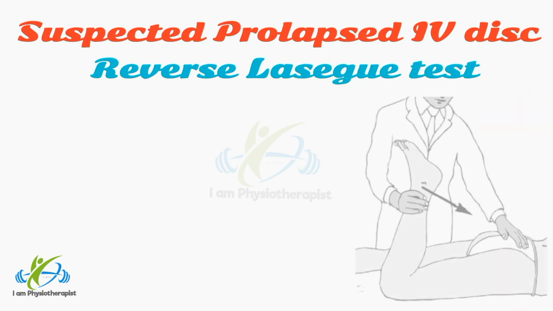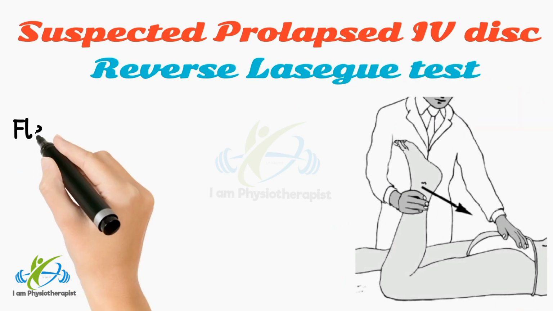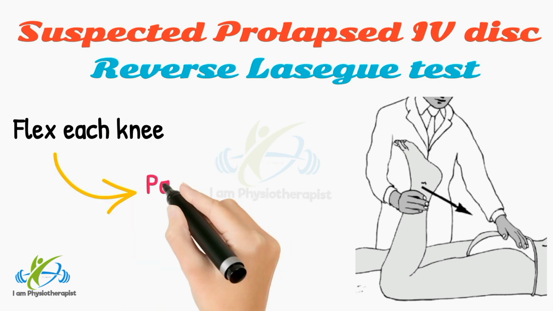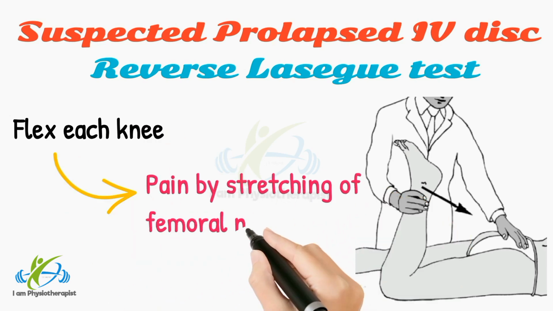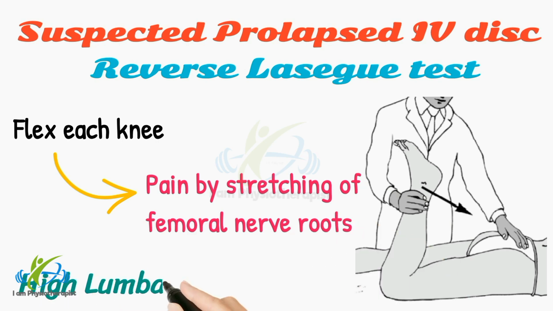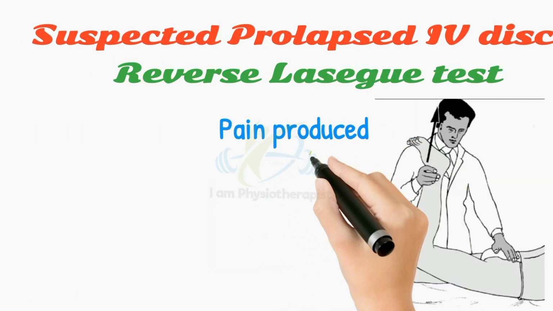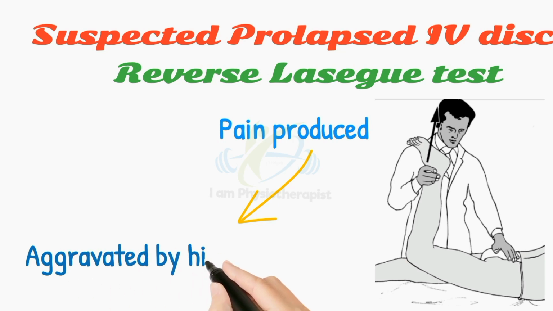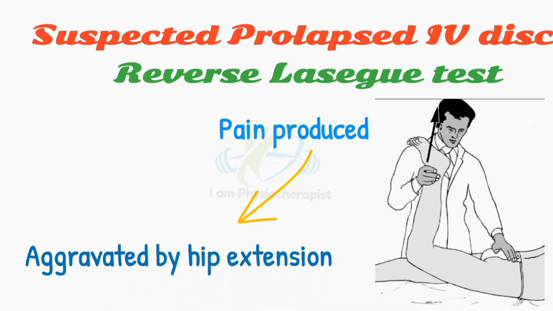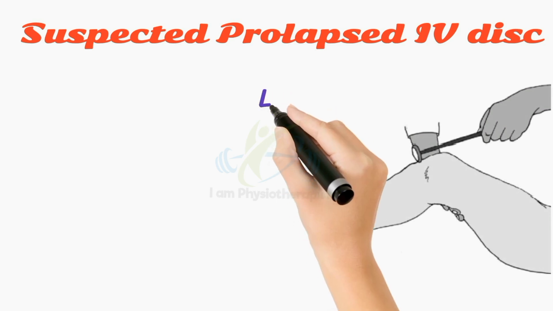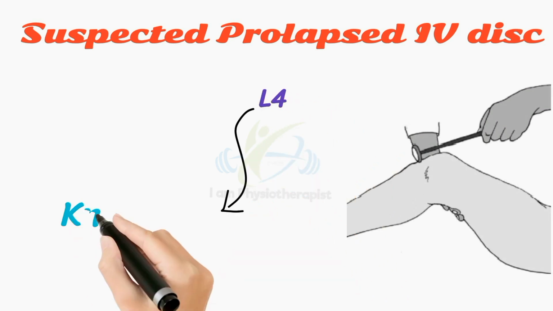The patient should be prone. Flex each knee in turn. This gives rise to pain in the appropriate distributions, by stretching of femoral nerve roots in high lumbar disc lesions. The pain produced in such a test, if positive, is normally aggravated by extension of the hip. Look for further evidence of neurological involvement.